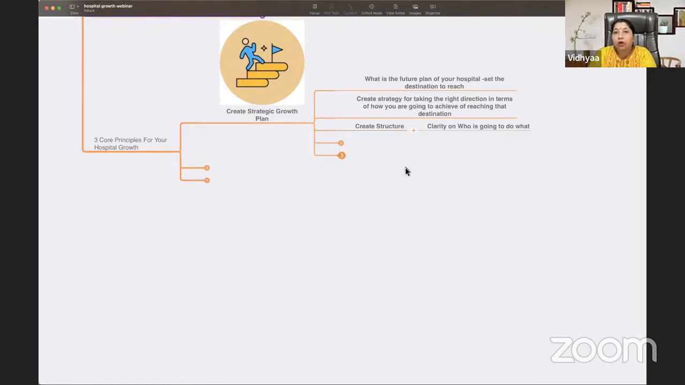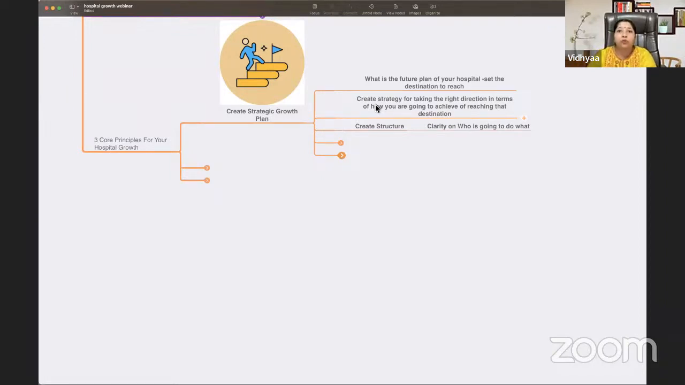So your role as the hospital owner, first, is you set the vision, you set the goal, you create strategy on which direction you are going to take. Let's say you are a pediatrician, you are starting with the pediatric unit and a gynec unit. Over a period of time, the next 5 years or 10 years, you're going to add other specialties.